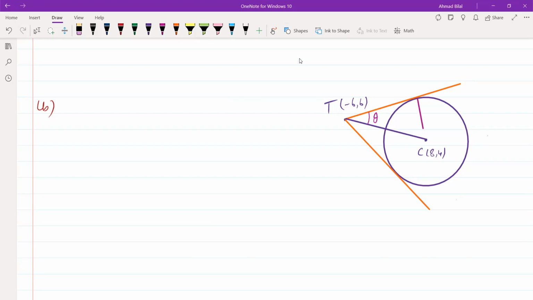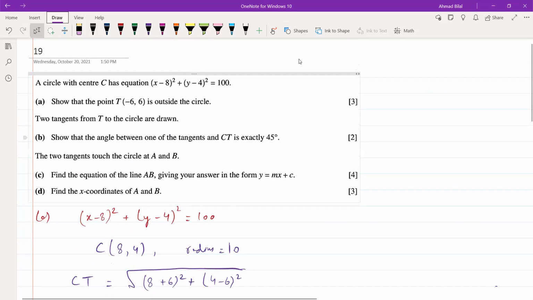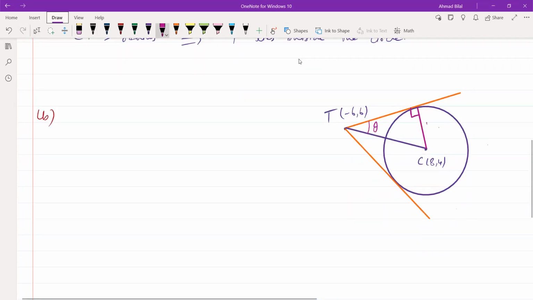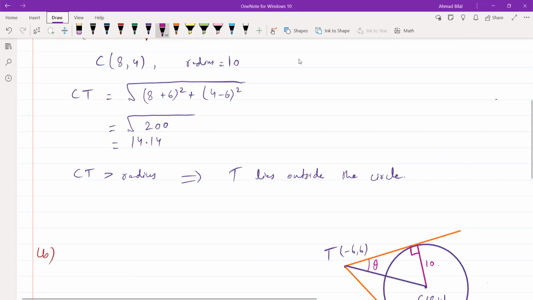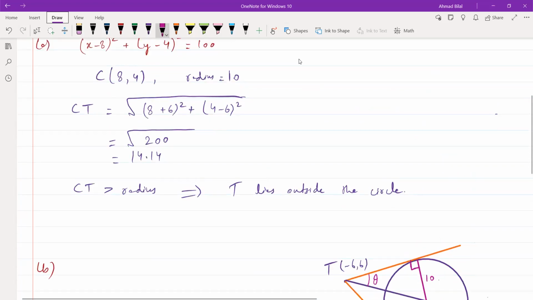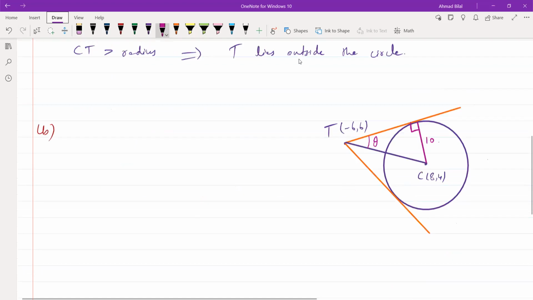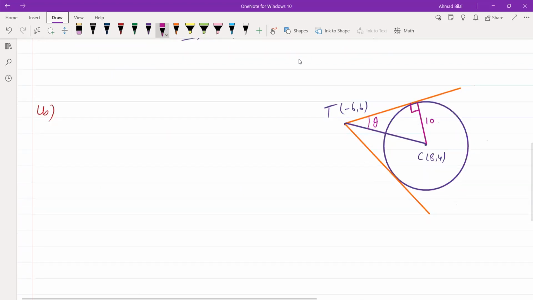The point over the tangent becomes a line. We make a line here. That's the radius. It's going to make 90 degrees. This angle is going to be 90 degrees. Once you know that this angle is 90, we also know the radius. The radius from the equation of the circle is 10. We already have the distance CT as well. We found that in the first part. That's 14.14. We can find the value of theta from here, right? That's pretty straightforward.